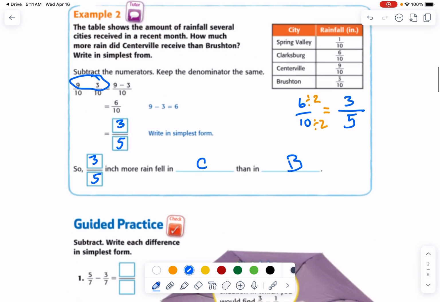What if you couldn't read those and you weren't working with me? What would you do? Well, maybe you would read these as center and brush, or maybe you would read them as C and B. Just be careful if you read this one as C, because there is another one that starts with a C, okay? So make sure you don't pick the wrong one to subtract from.